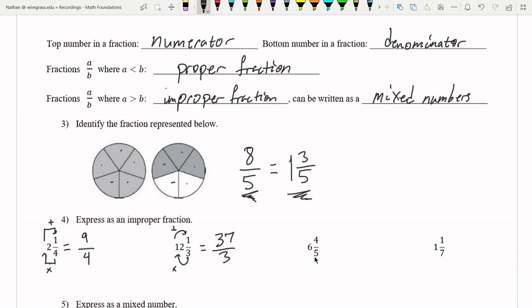Okay, same process here. Multiply. 5 times 6 is 30. Add on 4. We're going to get 34 over 5. And then here, 7 times 1 is 7. Plus 1 is 8.